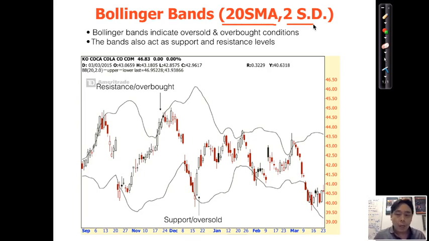So let's take a look at how to use the Bollinger Bands. If you take a look at the price of Coke, you can see that it's more or less moving sideways.